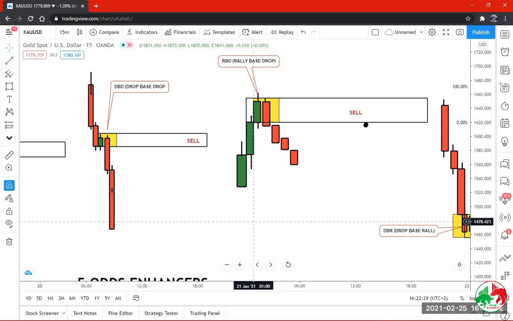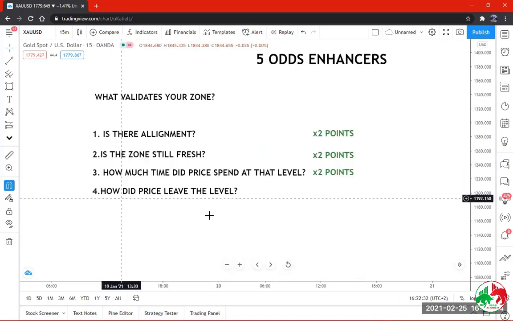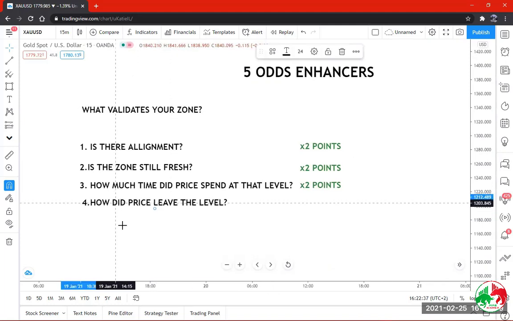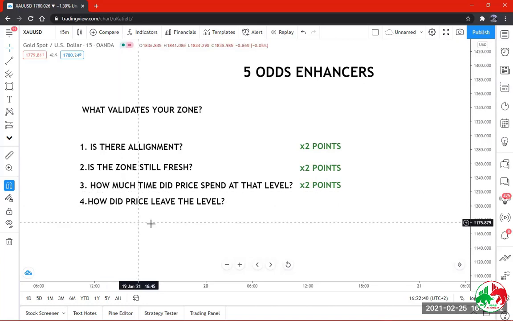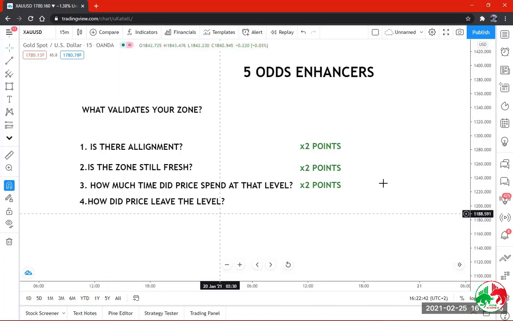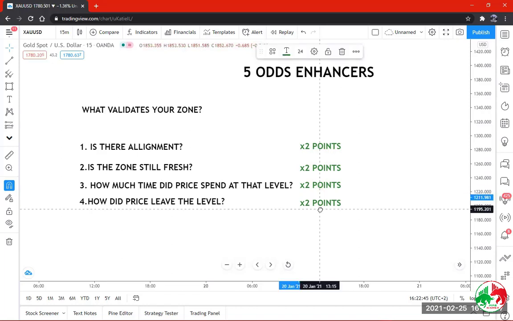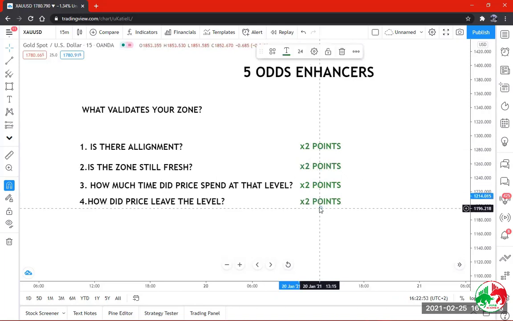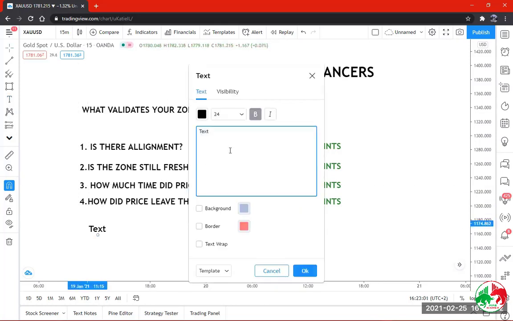So how did price leave the level? If the price left the level in a strong manner or aggressively, then it's a good zone. You see that on the price chart of whatever pair you'll be looking at. It means there was a very strong imbalance. So the fifth and last question will be, how far did price leave away from the level?